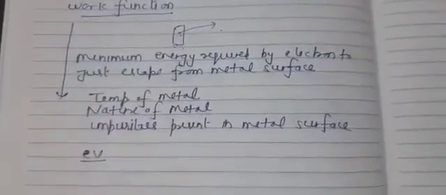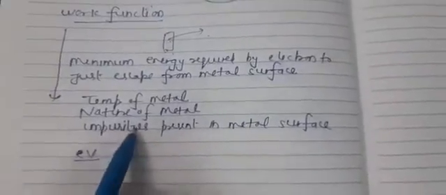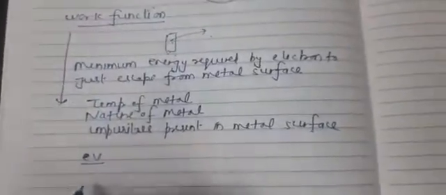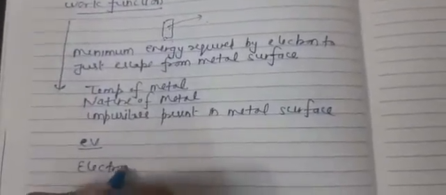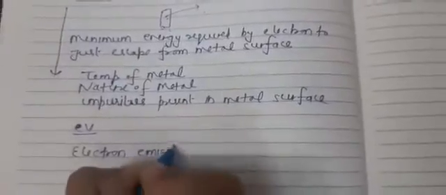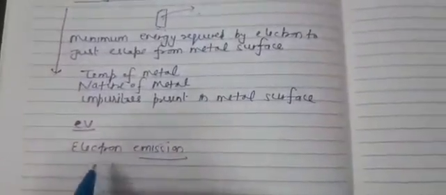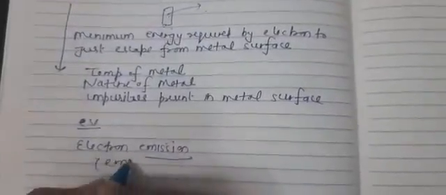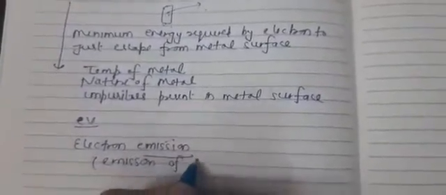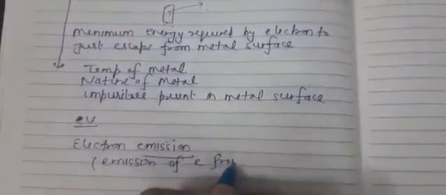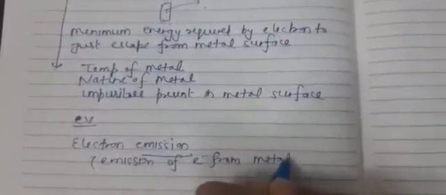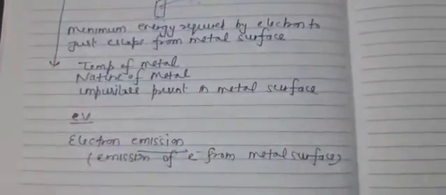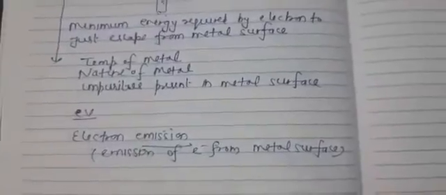Now, when a certain energy is given, the electron will be emitted, leading to electron emission. So what is electron emission? It is the phenomenon of emission of electrons from the metal surface. This is electron emission. Electron emission can be done by different methods.